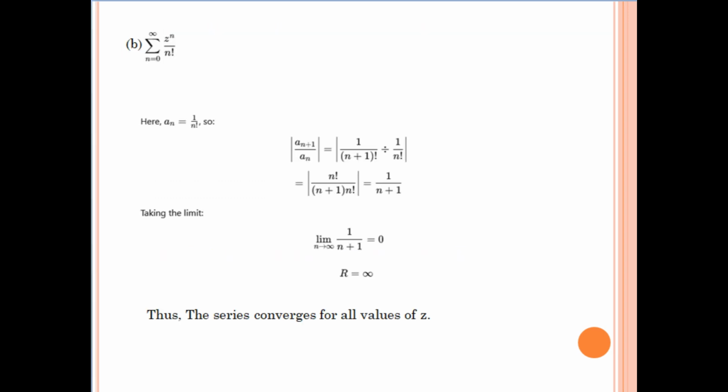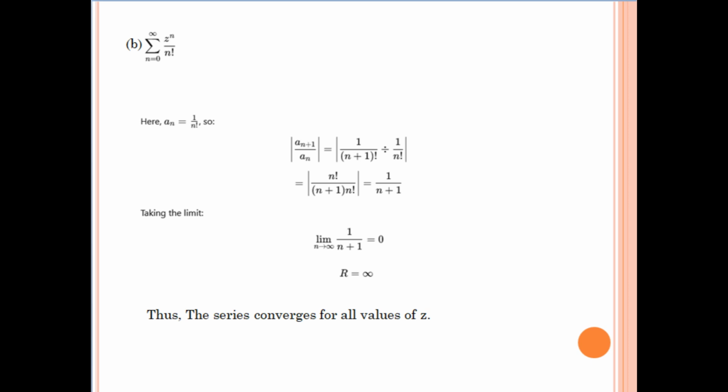Then the next example is summation n equal to 0 to infinity z power n divided by n factorial. The nth term of this series is an equal to 1 divided by n factorial and an plus 1 equal to 1 divided by n plus 1 factorial. Now modulus of an plus 1 divided by an equal to 1 divided by n plus 1 factorial divided by 1 by n factorial. Solving this, we get n factorial divided by n plus 1 factorial. This n plus 1 factorial can be written as n factorial into n plus 1. N factorial gets cancelled. We get 1 by n plus 1. Also, we know that 1 divided by n plus 1 tends to 0 as n tends to infinity. Therefore, 1 by r equal to 0 or r equal to infinity. We get the radius of convergence for this series is infinity. That is, the series converges for all values of z.